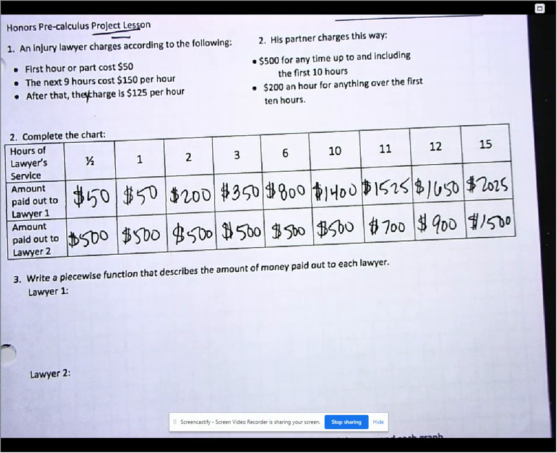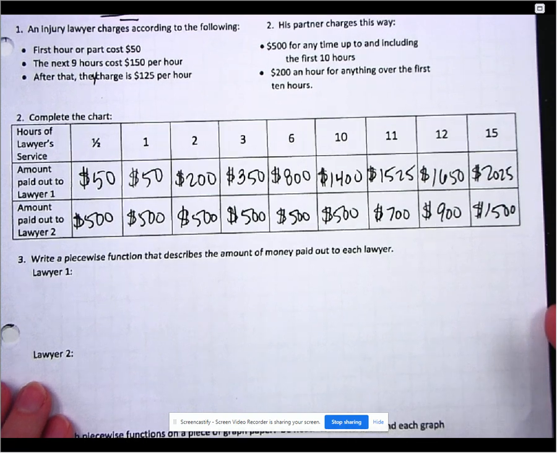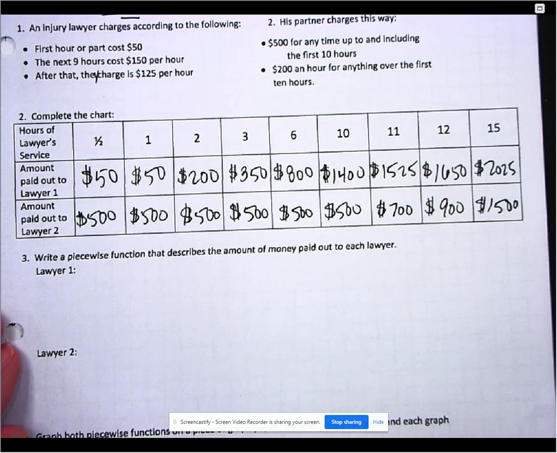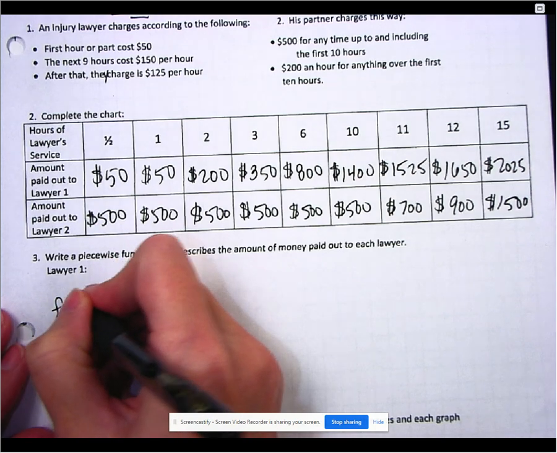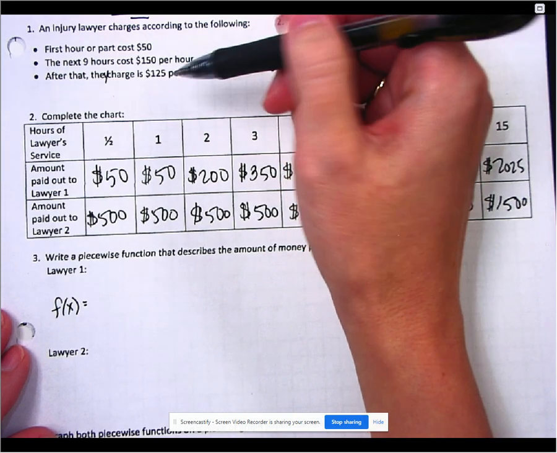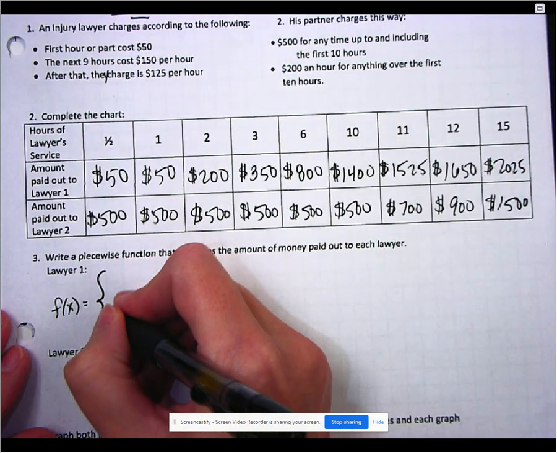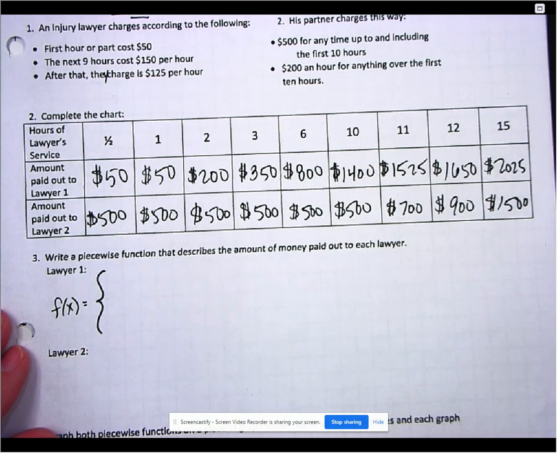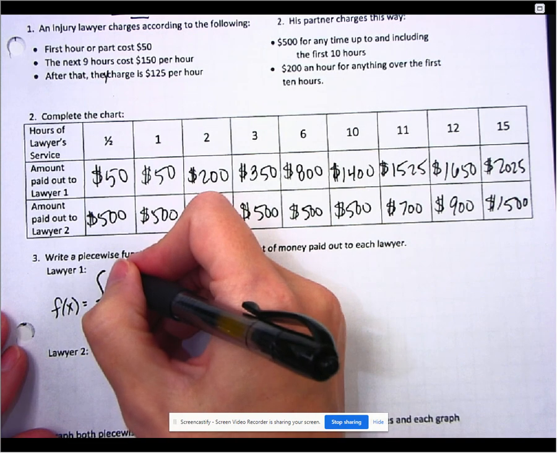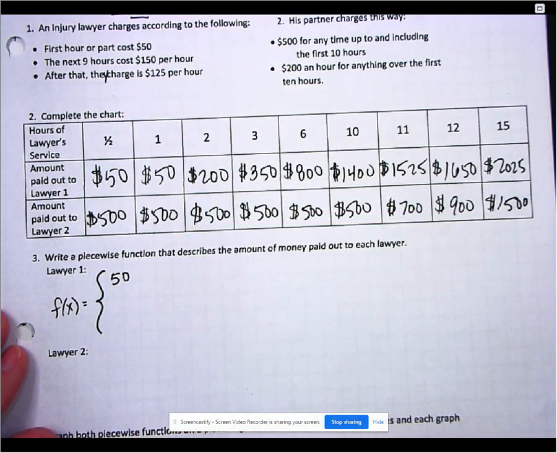Now for number 3, this is probably going to be one of the most challenging parts of your project: writing a piecewise function that describes the amount of money that's paid out to each lawyer. I'm going to call lawyer 1 f of x. And because there are 3 different parts to how you pay them, this piecewise function is going to have 3 pieces. For that first piece, it's a flat rate of $50. So it's going to equal just straight out 50.